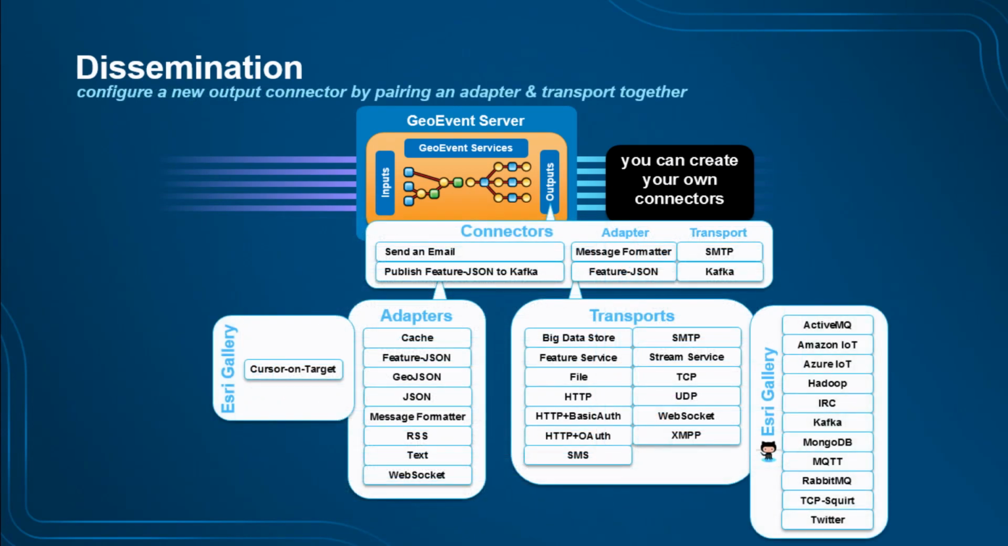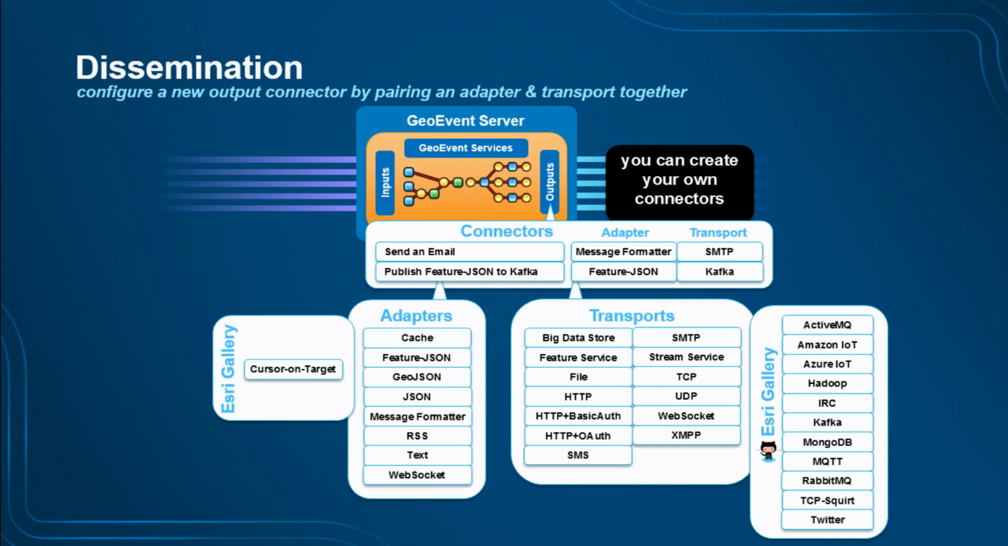And of course, much like input connectors, output connectors are also based on transports and adapters. So you don't necessarily have to develop your own. A best practice is to pair an adapter and a transport together. And so, for example, one of our output connectors that's out of the box is to send an email. And this is simply made up of an adapter called the message formatter and a transport for SMTP.